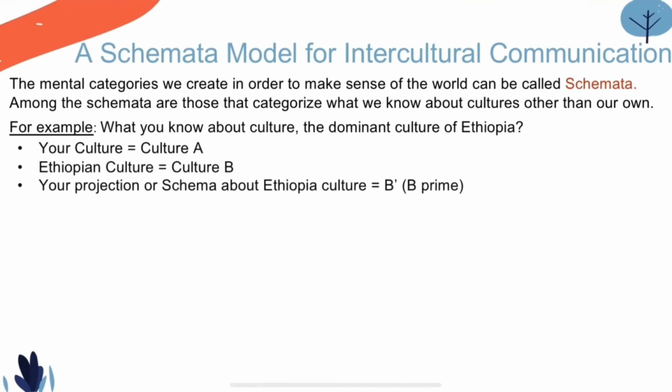So we come up with some examples. Your own culture, you mark as culture A. Ethiopian culture, you mark as culture B, and your projections, or your schema about Ethiopian culture, as B prime.